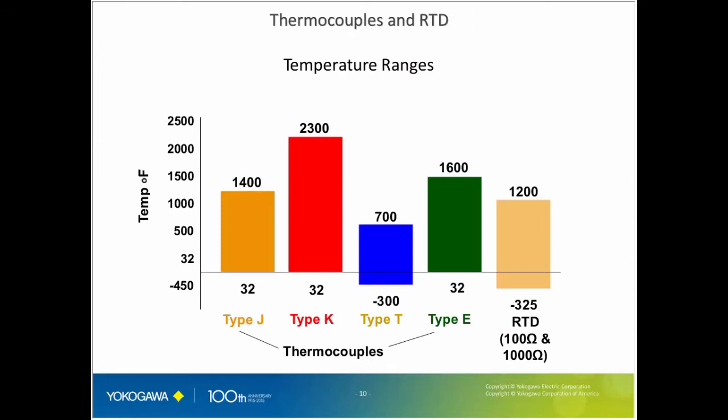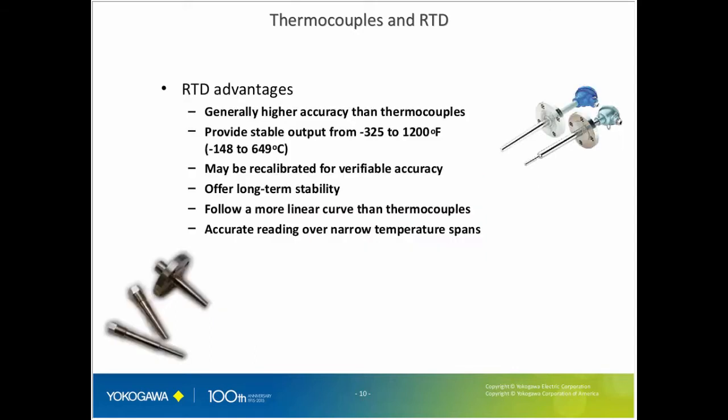So this slide goes over the temperature ranges for the thermocouples and RTDs that we talked about. You can see in general, thermocouples have a broader temperature range compared to RTDs. But RTDs go from -325 to 1200. So for most applications, really an RTD should be suitable. It's only when you get to those extremes that you might have to go with a thermocouple.